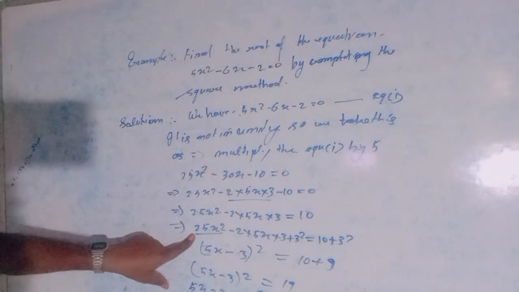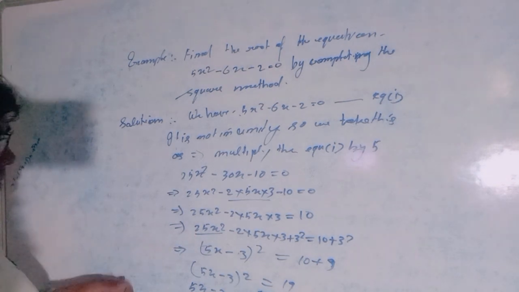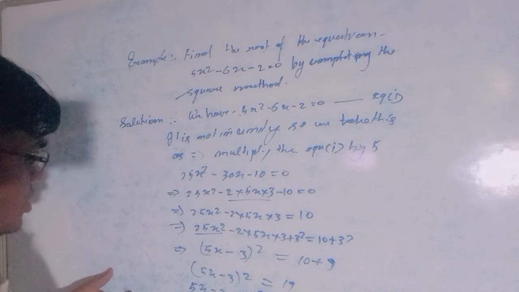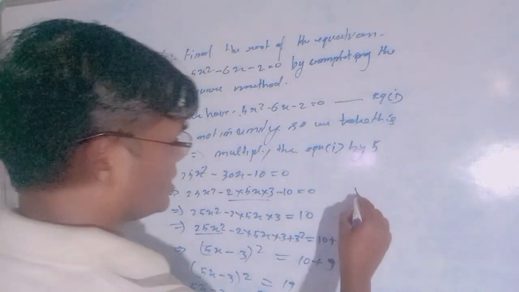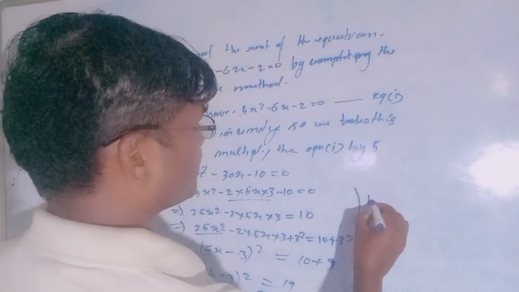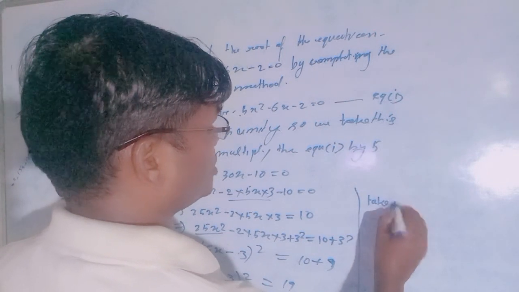So we have taken these values from here: x value is 3 plus root 19 by 5 in case of taking the plus, if we take the positive.